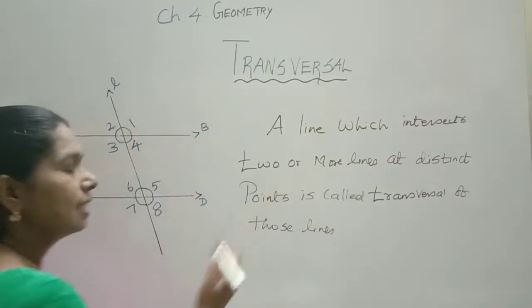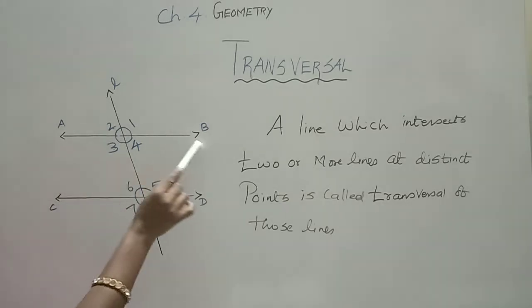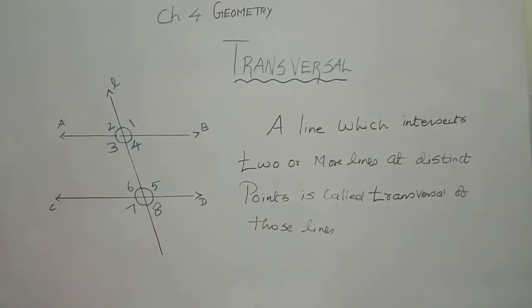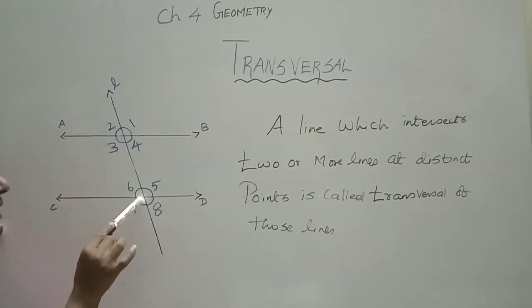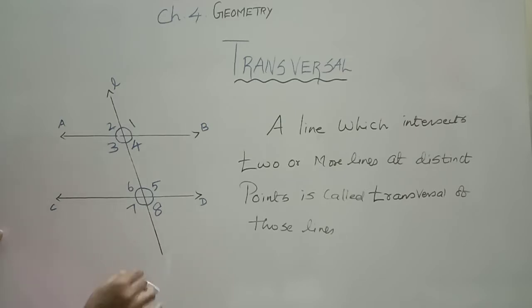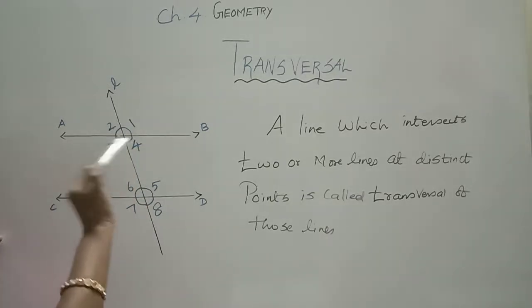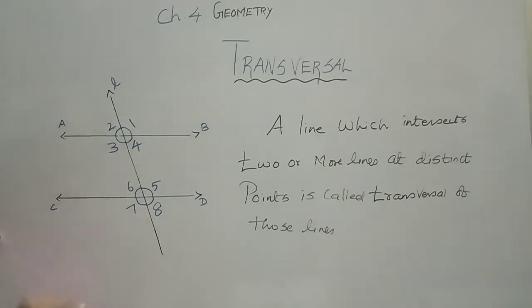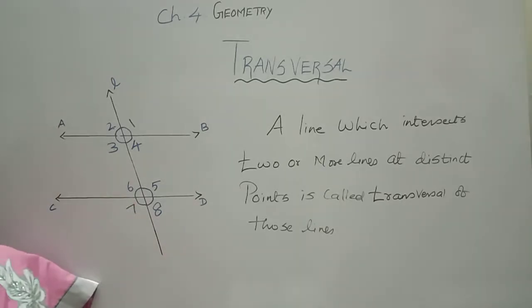Here, what is the line? L, which intersects two or more lines. Here, how many lines is line L intersecting? AB and CD, and AB and CD are parallel to each other. It is intersecting at one point here and at one more point here. You may take these as M and N. For these two lines, the line L is a transversal because it intersects at distinct points.